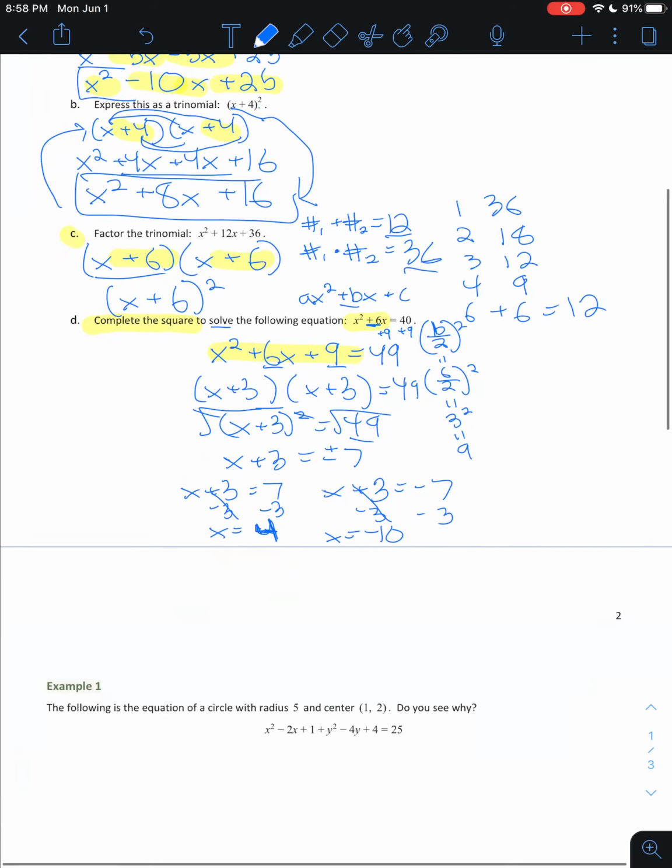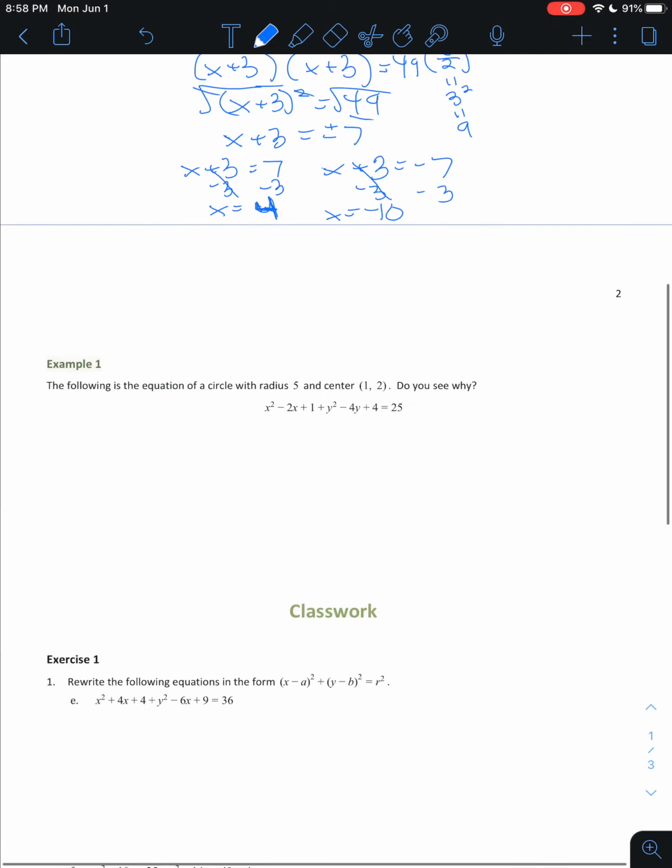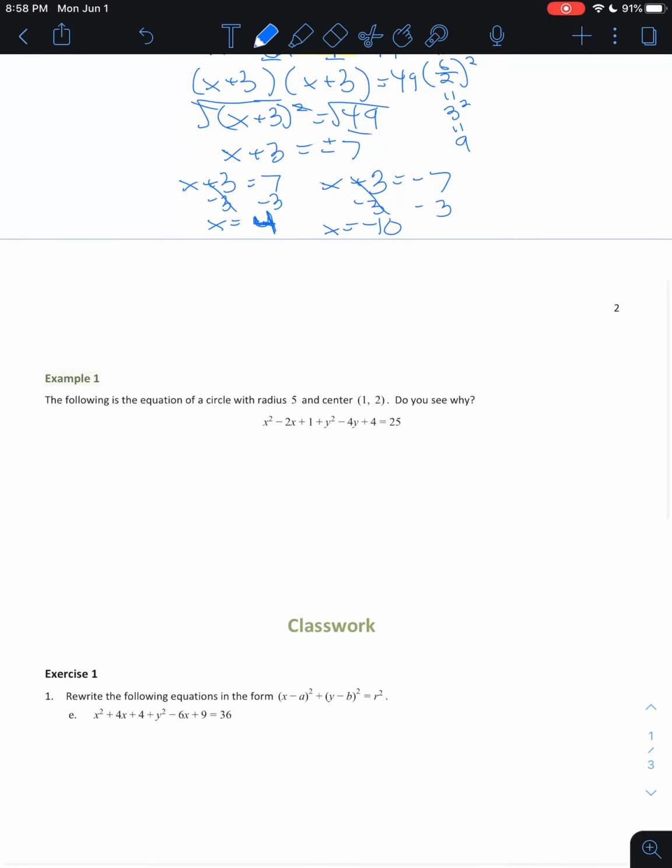And so let's look at one more problem. Now we're going to get a little more into the crux of the lesson. Our problem says the following is the equation of a circle. It's saying that this is the equation of a circle with radius 5 and center 1, 2. It's telling you that, but we want to figure out how we know this is true.